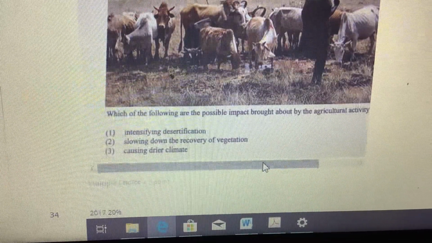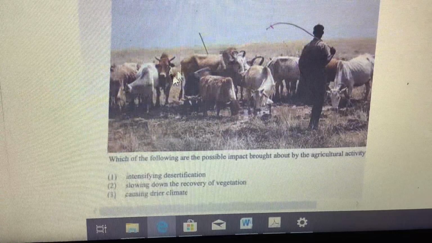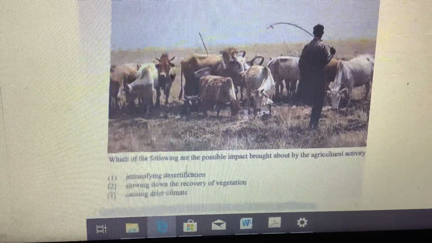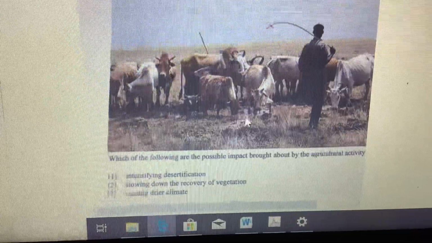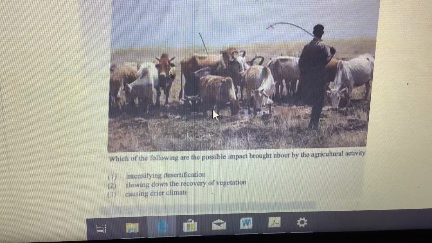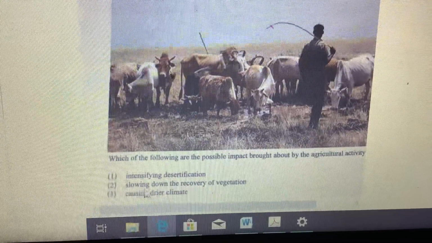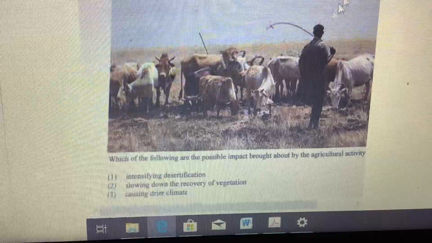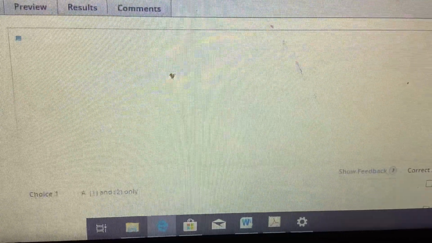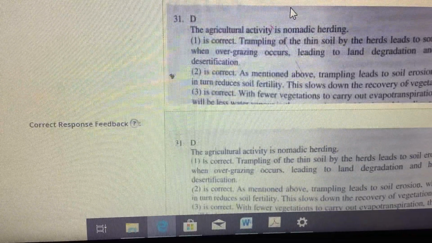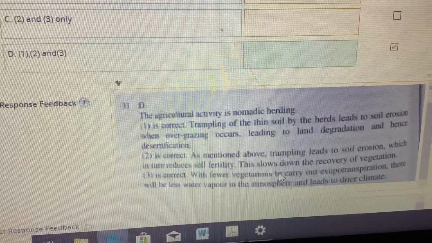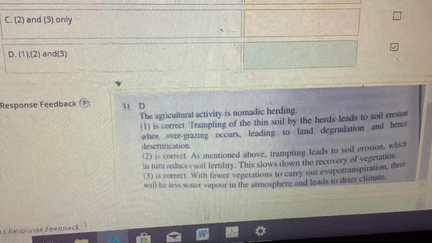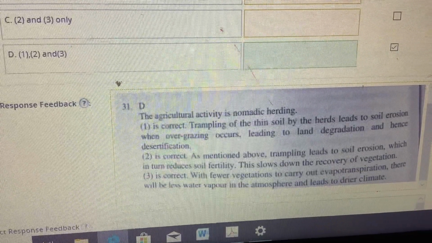You can see the possible impact caused by the agricultural activities. Intensifying desertification. This one, overgrazing, is intensifying desertification, slowing down the recovery of the vegetation, and you can see the cattle keep eating the grass, and then it will cause the recovery of the vegetation to be slower. So number 2 is correct. Causing the drier climate is also correct because less moisture is retained in the vegetation. Number 1 and number 2 and number 3 you can see. The only one in doubt, I think it should be choice number 3, as I said before. With fewer vegetation to carry out the evapotranspiration, less water vapor is in the atmosphere.